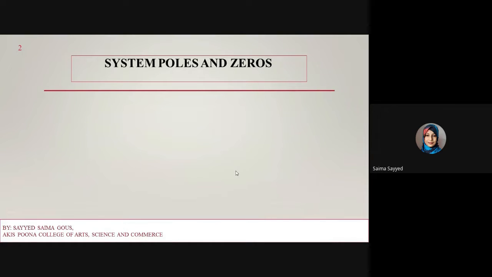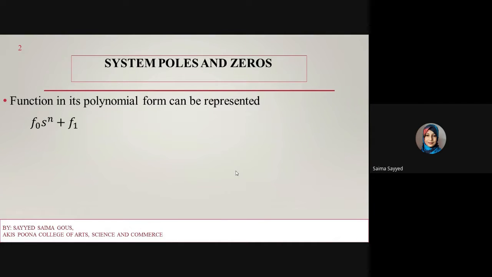First we will see that a function in its polynomial form can be represented by f0 s raised to n plus f1 s raised to n minus 1 plus f2 s raised to n minus 2 plus f3 s raised to n minus 3, up to f n minus 1 s raised to 1 plus f n. So this is the function in its polynomial form representation.